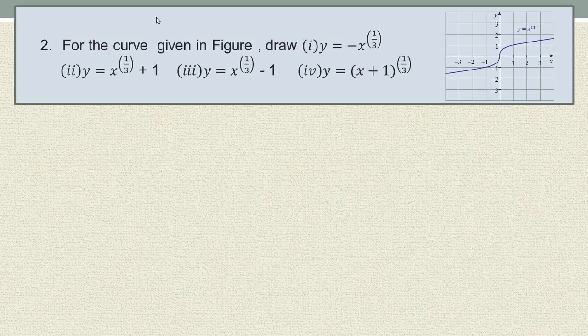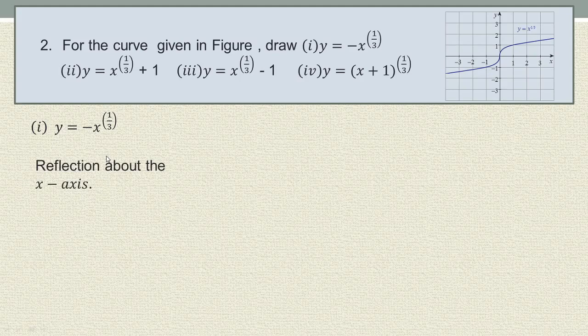The second question, for the curve given in the figure. So what is the curve which is given in the figure? This is y is equal to x power 1 by 3. So this is the base curve, and you need to draw all the 4 subdivisions by using this base curve. So here y is equal to minus x power 1 by 3. So it is of the form what? Minus of f of x.